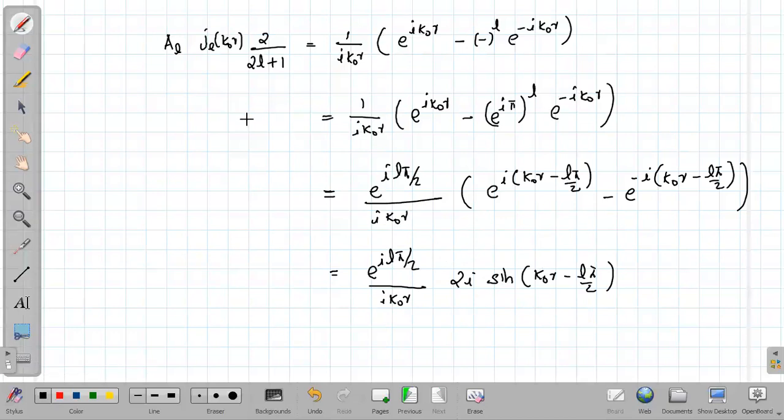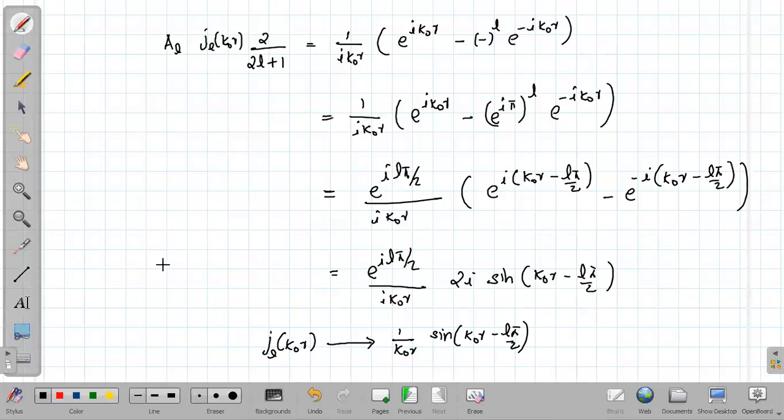Now we can simplify the left side as well. The left side is the spherical Bessel function. Now we are going to use a result for a spherical Bessel function, which is J_L of k0 r. For r tends to infinity, it can be written as 1 upon k0 r times sine of (k0 r minus L pi by 2). Okay, so we can use this result for the spherical Bessel function.